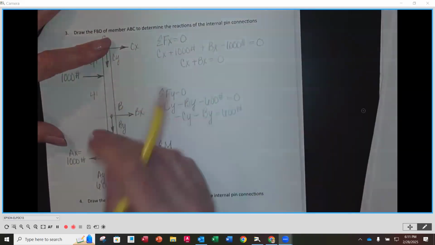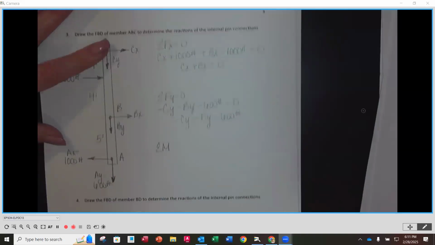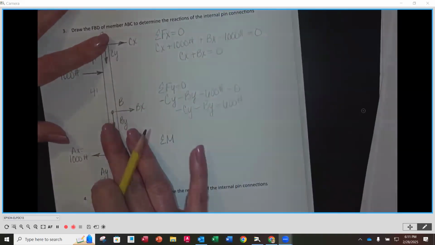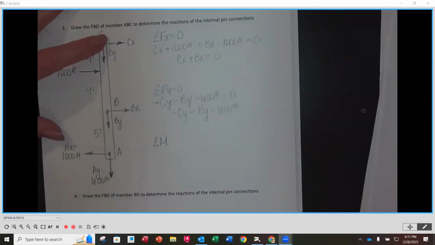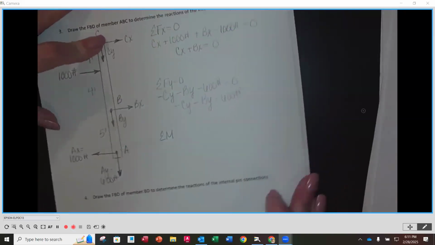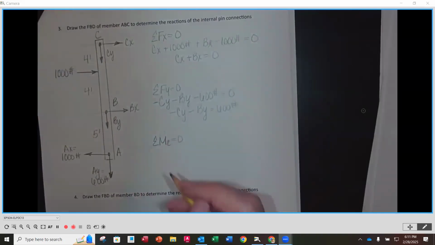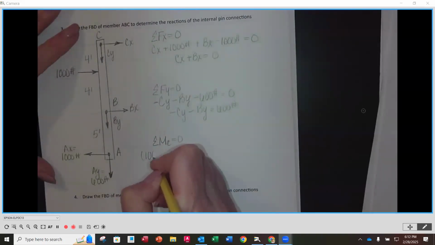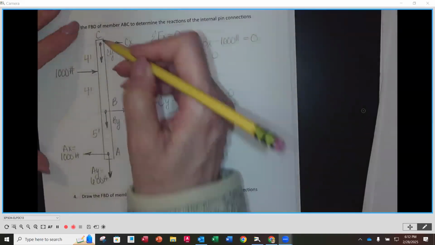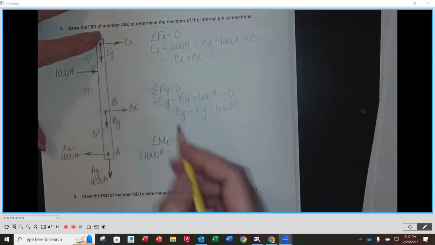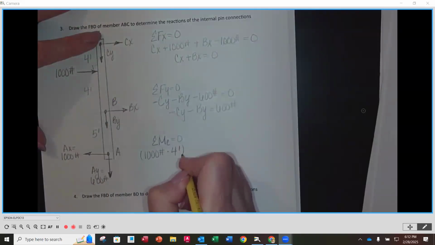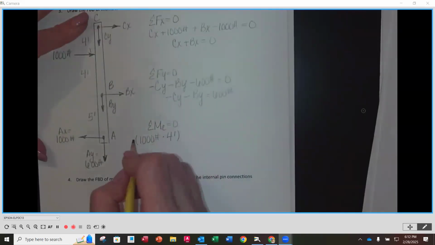This is in line. So BY is not going to cause a rotation, but BX will. So that'll be there. Let's see how this works out. So I'm at C here. I'm going to rotate in the direction of the 1,000 to start as I'm coming down. So sum of moments about C is equal to 0. My first one here is going to be 1,000 pounds times the perpendicular distance from C, which is 4 feet. It is going to rotate counterclockwise, so that would be positive out front.